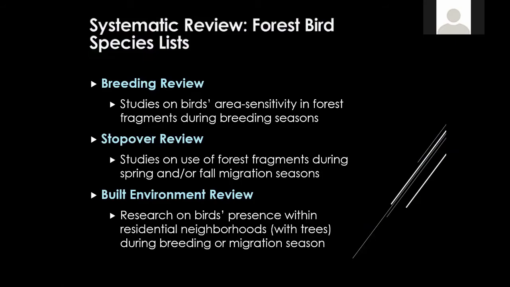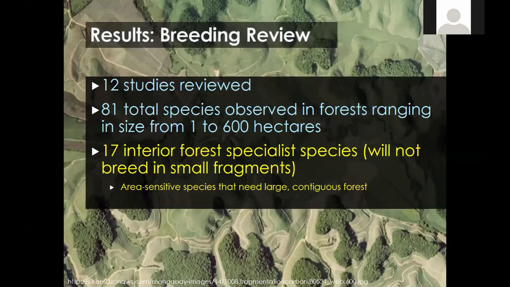We reviewed those, and what we tried to do, for example during the breeding season, is find those species that will not breed in fragments. These are what we call interior forest specialists, and a lot of times some of these species were a little controversial as to whether they were interior forest specialists or not, but now I think we do have a definitive list of 17 species that would be considered interior forest specialists.